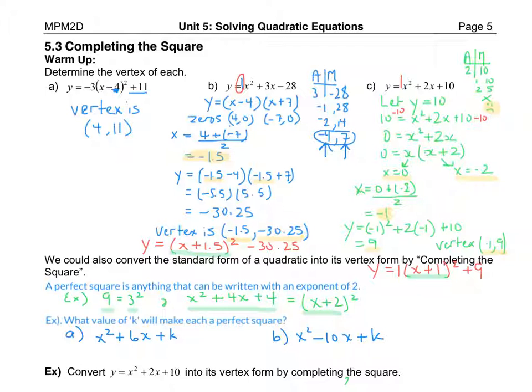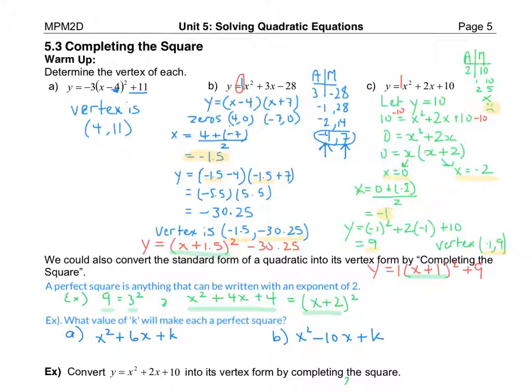Our job here now is, what value of k will make each one a perfect square? In other words, we would be able to factor it so that it is something plus something or something minus something to the exponent of 2. So let's see what we have here. We know that there was a relationship when we did these questions before, when we did some factoring.